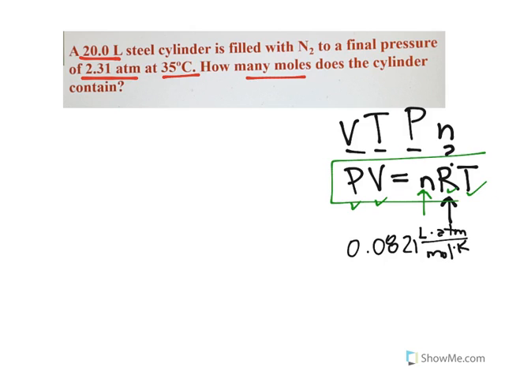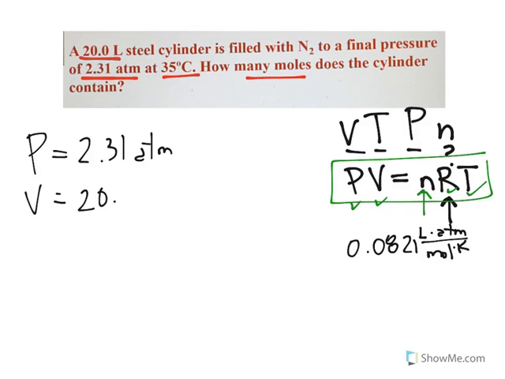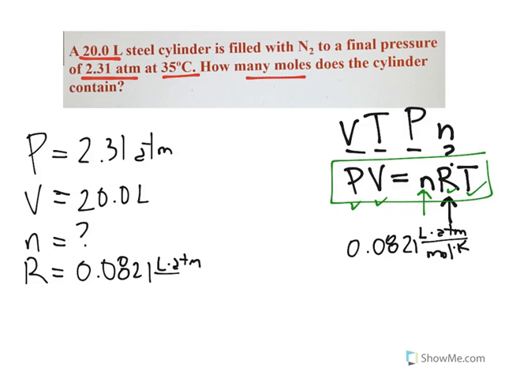Algebra says if you have one equation and one unknown, you can solve for it. So let's solve for it. Pressure is equal to 2.31 atmosphere. Volume is equal to 20.0 liters. Number of moles, we don't know. That's what we're trying to solve. R is equal to 0.0821 liters atmosphere per mole Kelvin. T is 35 degrees Celsius. Remember, it needs to be in Kelvin. So 35 plus 273 is 308 Kelvin.